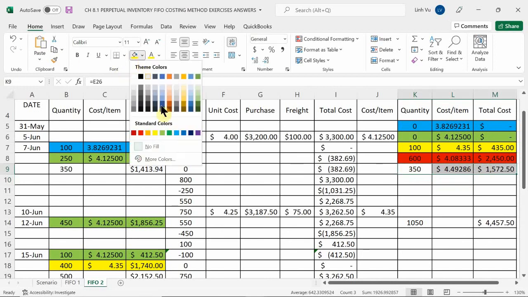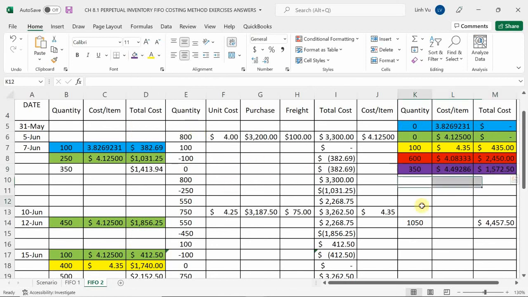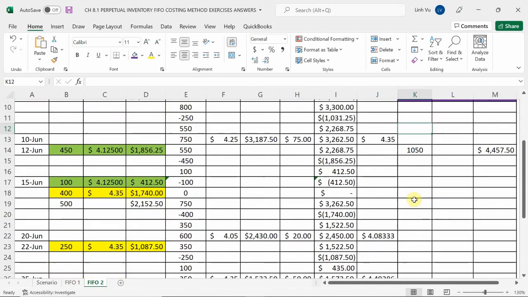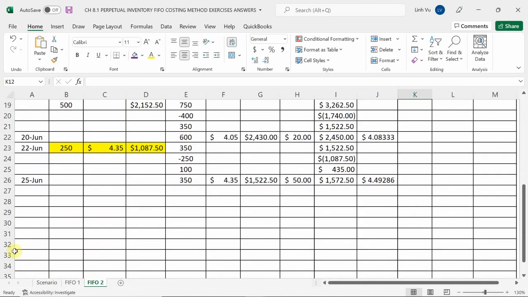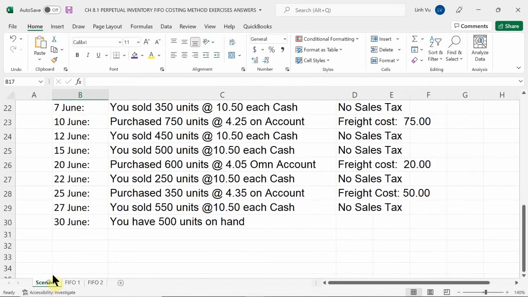And last but not least, I'm going to color this the last color. Let's see, what color have I not chosen yet? Let's do this purple. Okay. All right. So let's see what our last scenario says. June 27th, we end up selling 550 units, leaving 500 units left on hand. Okay. So at the end of the month of June, we should have a total of 500 units.